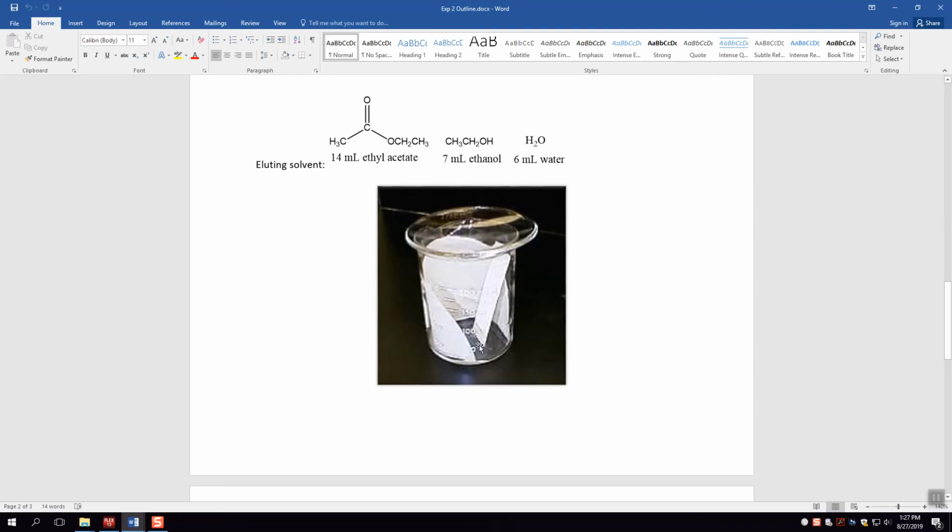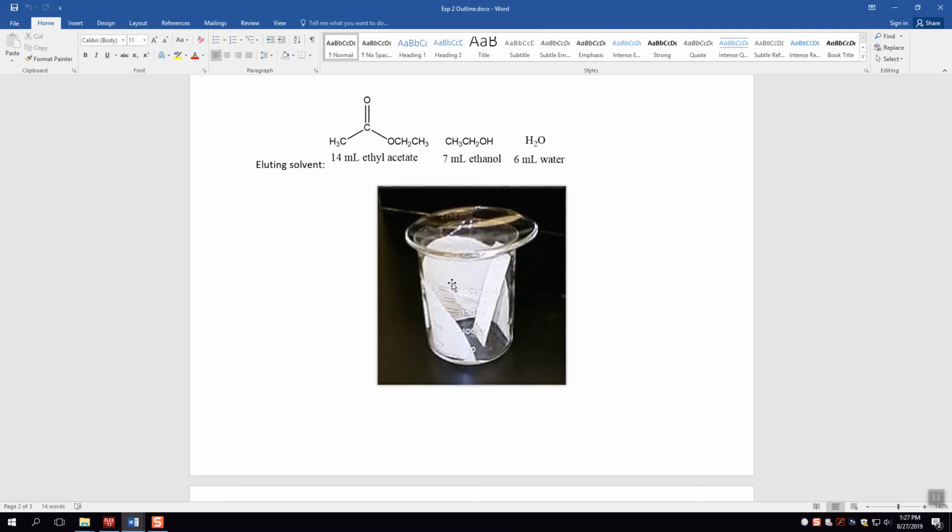Also, in the picture, we're only developing one TLC plate. You could certainly put another one in the other direction and develop both TLC plates at the same time. So you're going to go ahead and elute the solvents. Then what you're going to do is work up your results.